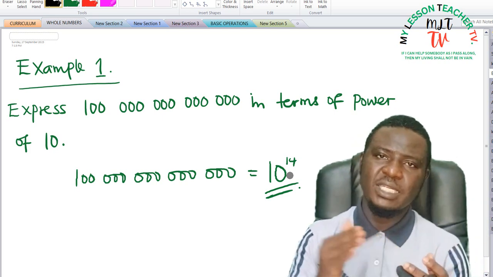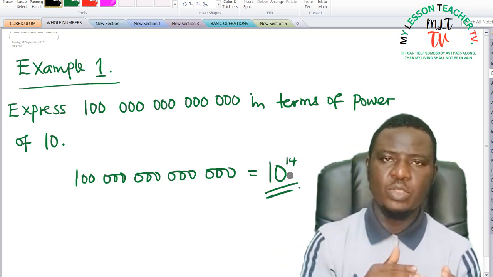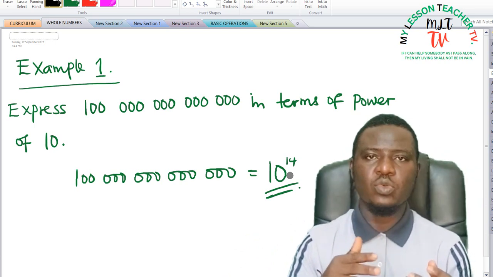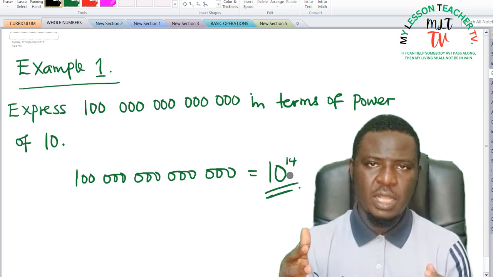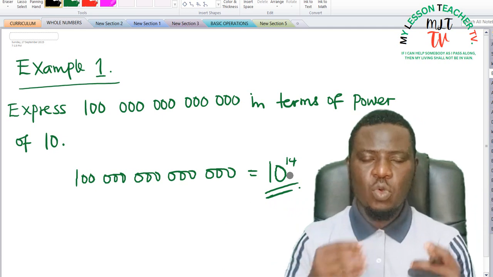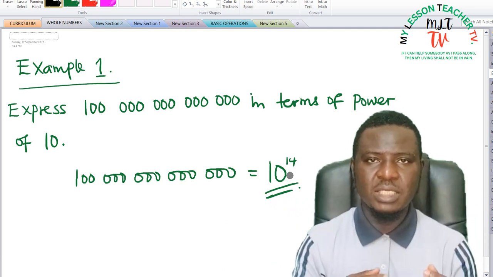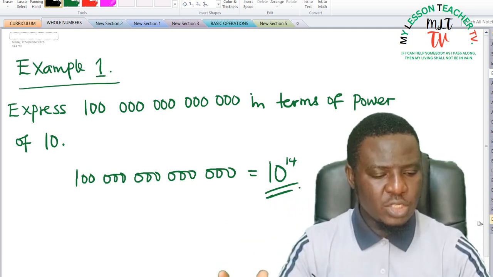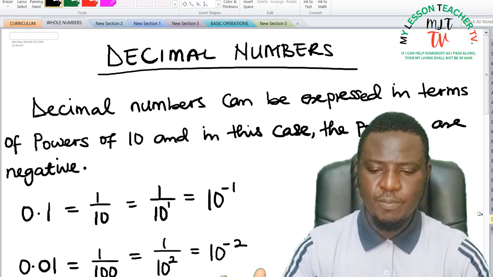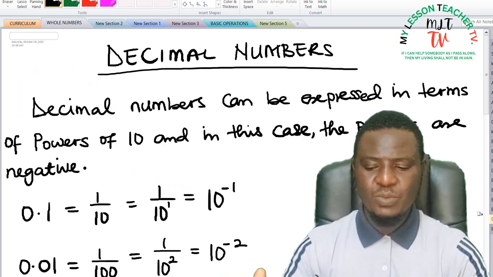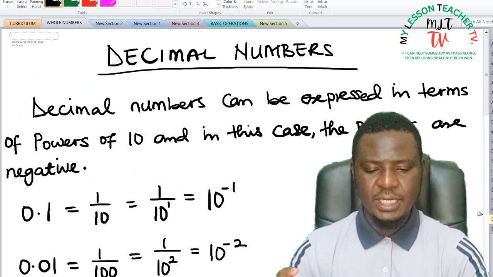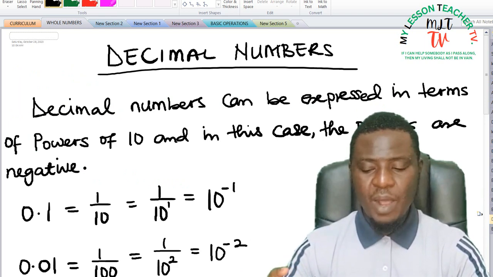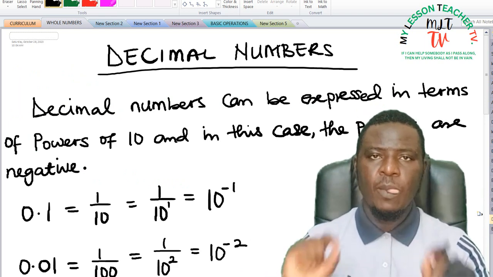But what if you keep dividing 10 by itself? It gets to a point where you go into fractions and lesser fractions. So how do you express such numbers in standard form? That is what we shall be looking at today. Decimal numbers can be expressed in terms of powers of 10, and in this case, the powers are negative.